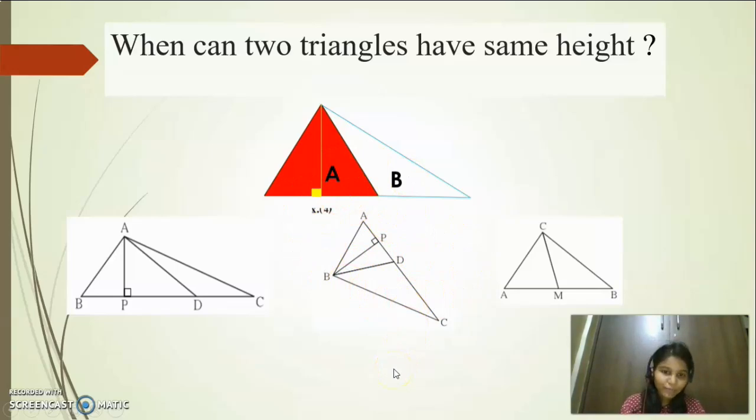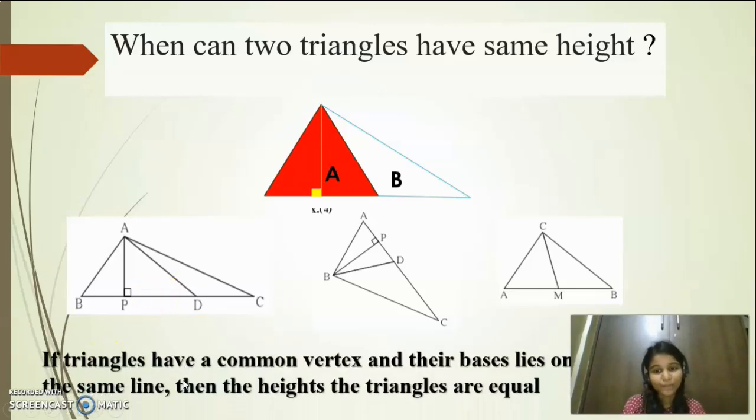So what we came to the conclusion is that whenever you have triangles which have a common vertex and all those triangles have a base which is lying on the same line, then their heights will be equal. Please repeat after me. If triangles have a common vertex and their bases lie on the same line, then the heights of the triangles are equal.